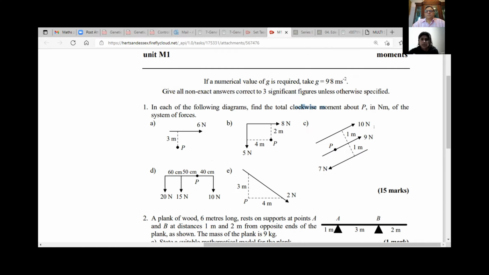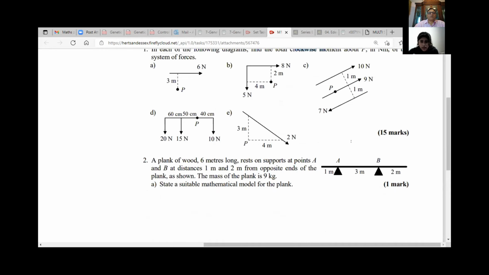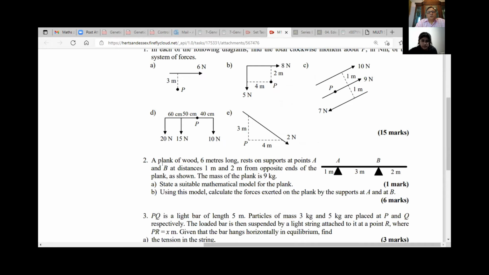Sorry, what was the next question? Question number 2, let's take that. A plank of wood 6 meter long rests on supports at A and B at a distance of 1 meter and 2 meter from the opposite ends of the plank as shown. The mass of the plank is 9 kg. State a suitable mathematical model for the plank. So what mathematical model are you going to use for the plank?